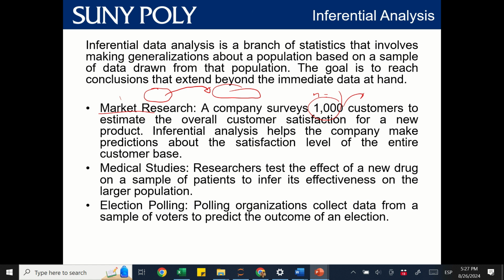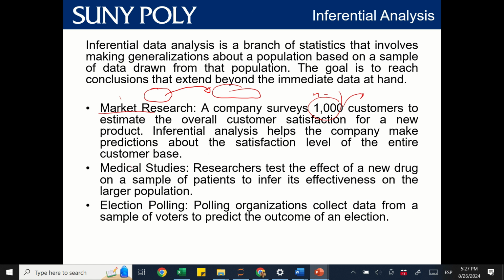Of course, you need to ensure that this sample, these 1,000 customers, is representative of the population of your customers. It's not a convenient sample. You need to ensure that it's stratified, and you are selecting the customers randomly to make sure that your conclusions or your inference is correct.